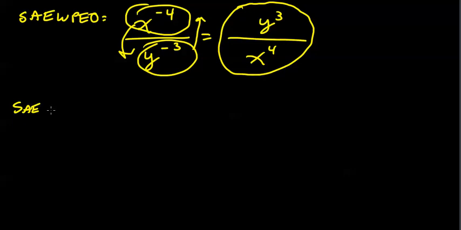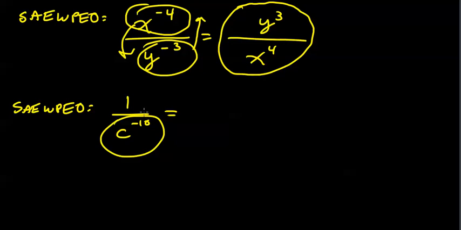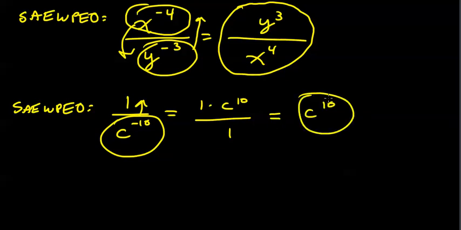Again, simplify and express with positive exponents only. 1 over c to the minus 10th power. Well, the 1 stays where it is. This factor will come upstairs as c to the 10th power. And anytime you move everything out, an invisible factor of 1 appears. Of course, factors of 1 are redundant, divisors of 1 are redundant, so you end up with c to the 10th power, right?